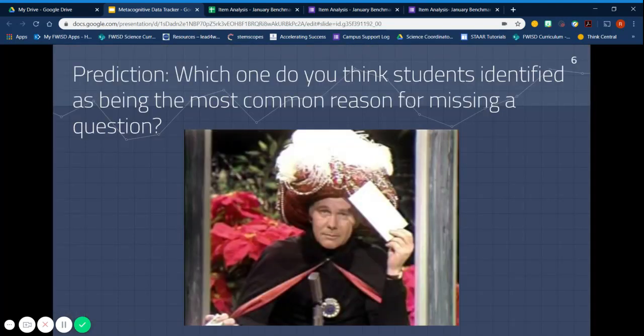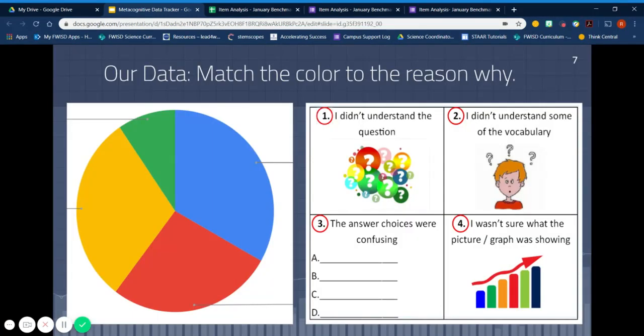So prediction time. Which one do you think the students identified the most as being the reason that they missed a question? Just think about that. Was it the question, the vocabulary, the answer choices, or the pictures/graph? Here's what our elementary data told us. I've kind of hidden the categories, but as you can see, the blue, red, and yellow are all pretty similar, around 30%. The blue is the biggest, but then there's that green piece that is definitely the smallest. So just take a second and think. Which one of our four options do you think the students picked the least?